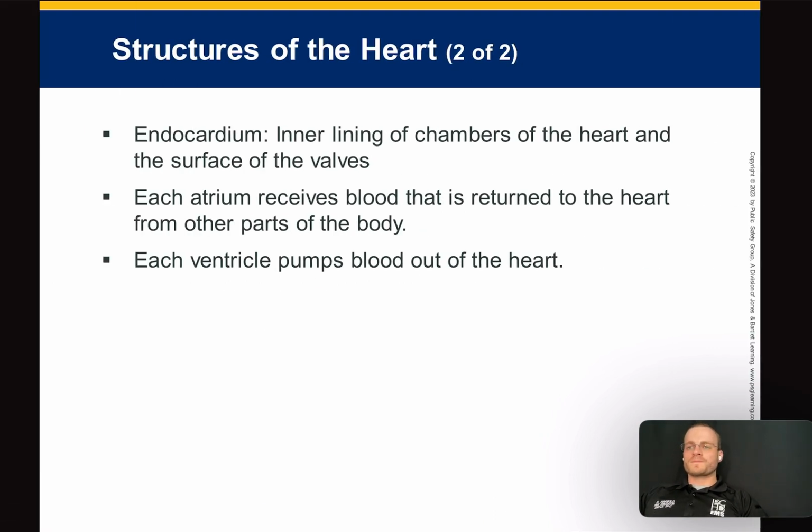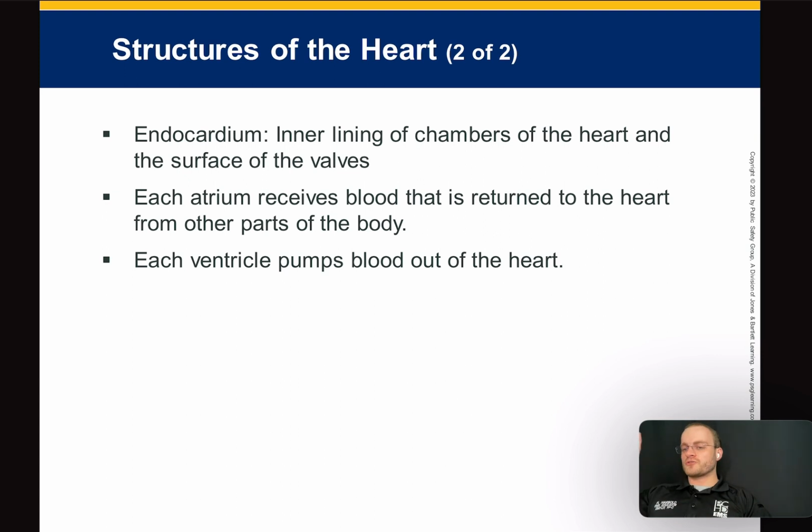So each atrium receives blood that is returned to the heart from other parts of the body. So where does the right atrium get its blood? Where does that blood come from? The vena cava. So it's venous blood that's coming from the lower extremities, wherever it's coming from. And then where does the left atrium get its blood? Think about this. It's the pulmonary vein. The pulmonary vein brings oxygenated blood. What? A vein bringing oxygenated blood to the left atrium, from the lungs. Diffusion has already taken place and now it's oxygen rich, okay?